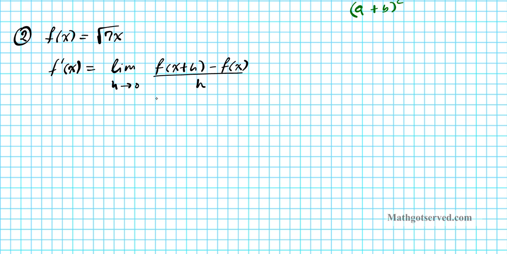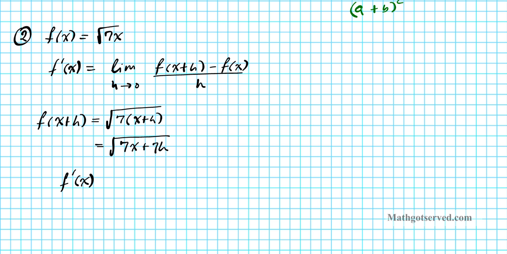We already know what f of x is. f of x is root 7x. And that tells us that f of x plus h is what you get when you substitute x plus h for x. So it's going to be the square root of 7 times x plus h, and when you simplify it further, you have the square root of 7x plus 7h. Now that we have f of x and f of x plus h, we're going to piece them together and input it into the limit definition of a derivative.